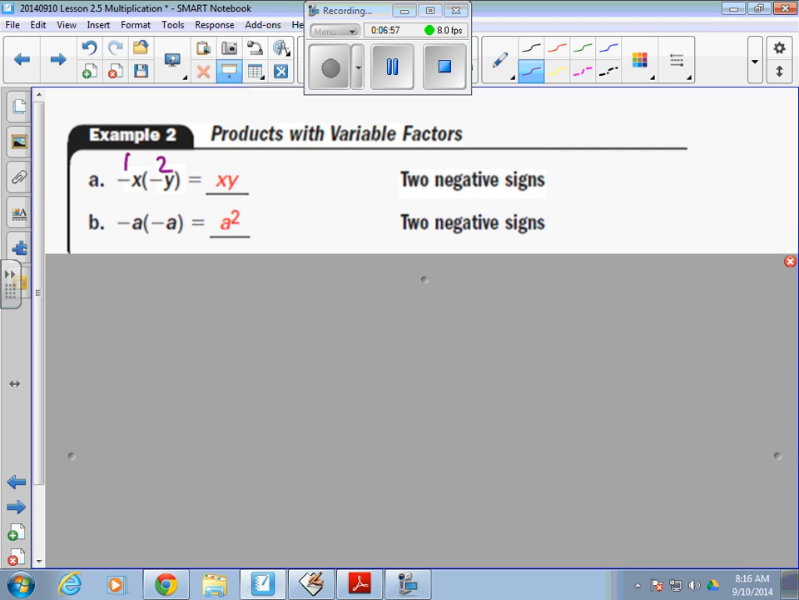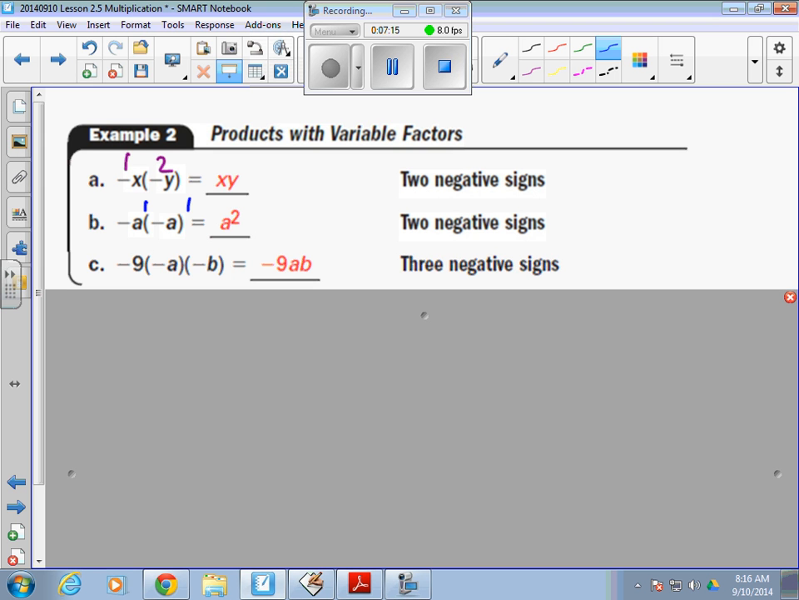For the second one, you have negative times negative. Again, when you multiply a times a, you add the exponents, and we'll get to this eventually. 1 plus 1, and that's why it says a squared. But again, there are two of them, and that's why it's positive.